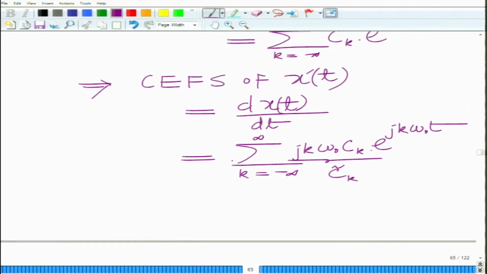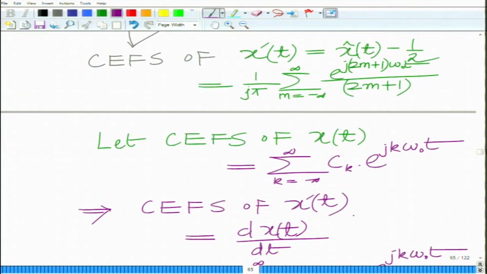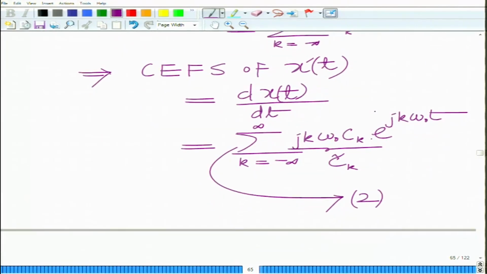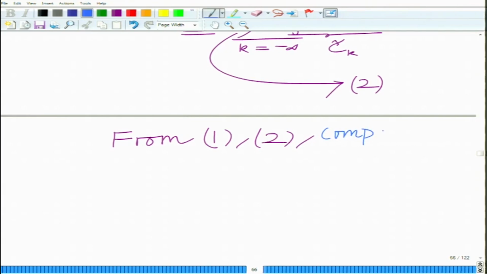Now, let us call this expression number 2, and we already have an expression for the complex exponential Fourier series of x prime t from above. Let us call this expression 1. Now, from expression 2 and expression 1, because both of them are the complex exponential Fourier series of x prime t, the derivative of x t, what we can do is compare the coefficients.